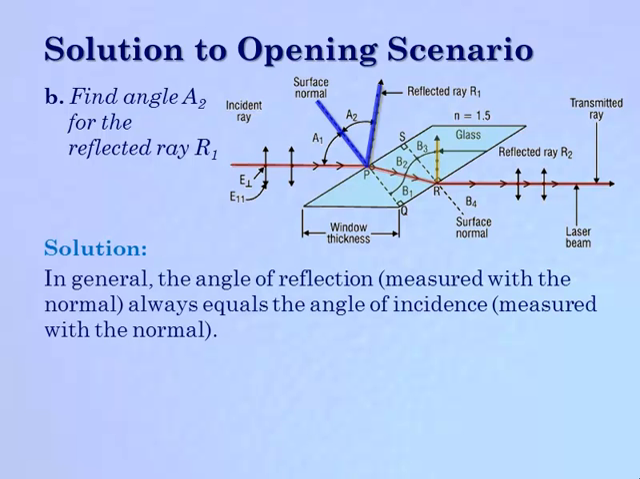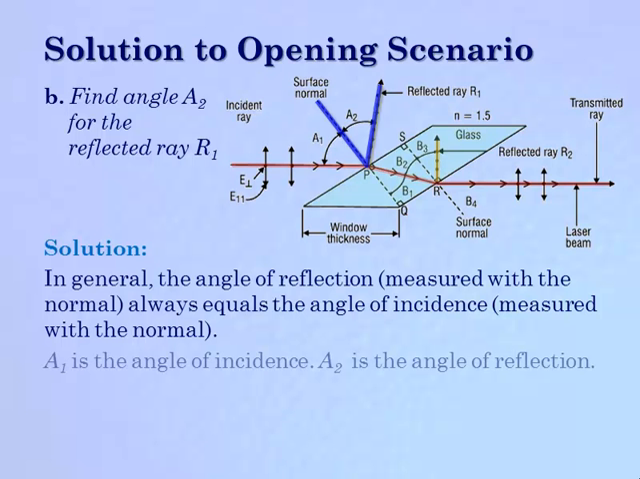So in general, the angle of reflection measured with the normal always equals the angle of incidence measured with the normal. So this is the normal. This is the imaginary line that we draw that's perpendicular to the surface of the media. Perpendicular means what? It means 90 degrees. So if angle A1 comes in and angle A2 is the angle of reflection, and those are equal, then it's pretty obvious that A2 is equal to Brewster's angle, which we just calculated in part A of this problem, 56.3 degrees.